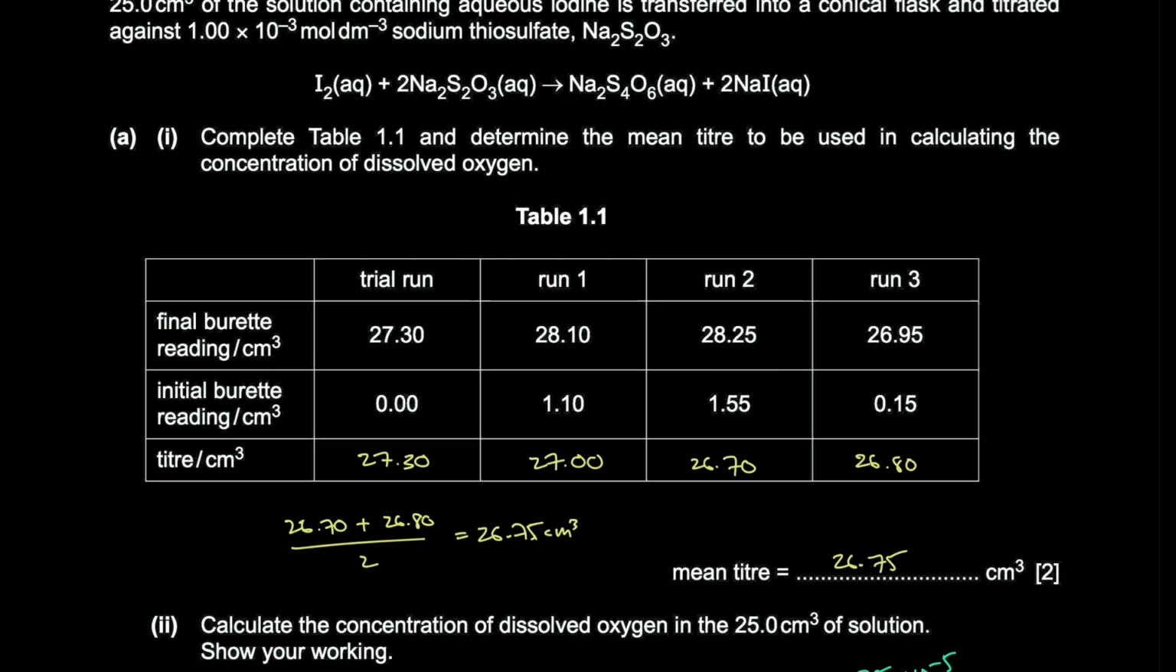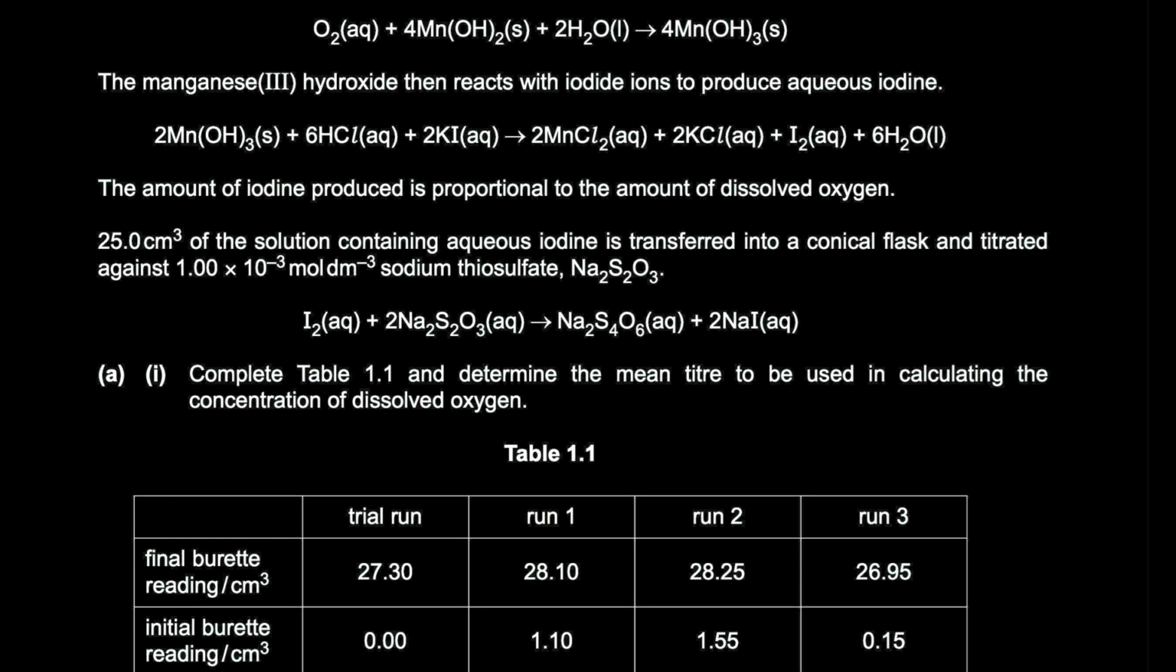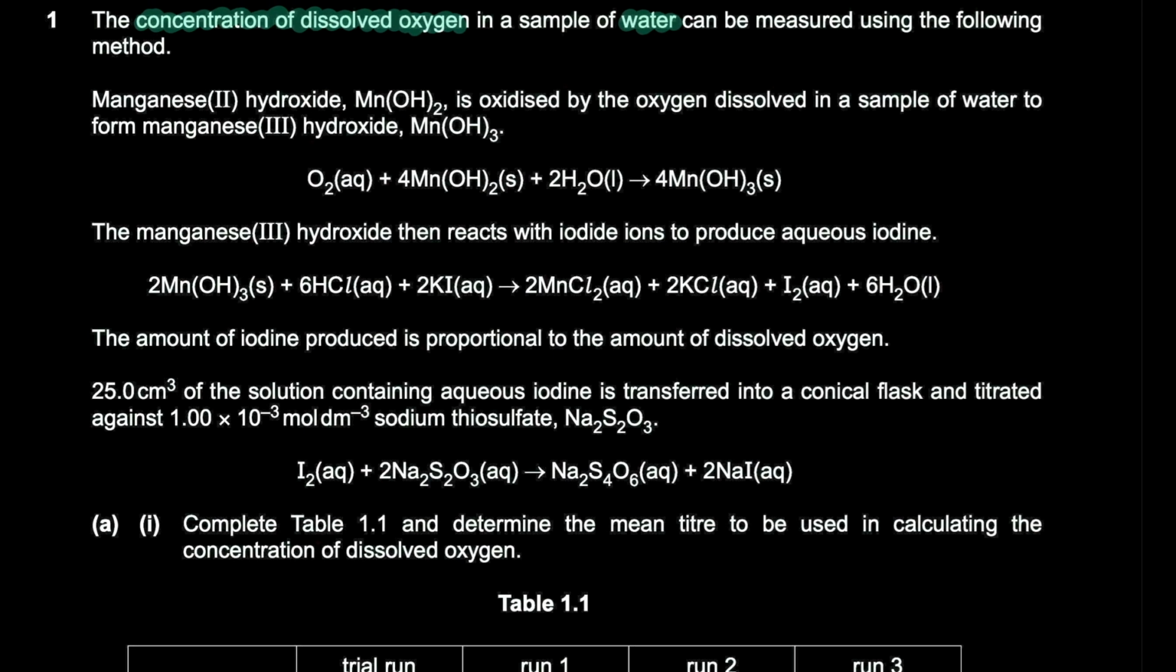So now we have the moles of iodine. That's 1.3375 into 10 to the power of minus 5 moles. That's the number of moles of iodine. Now we want to find how much oxygen we had.